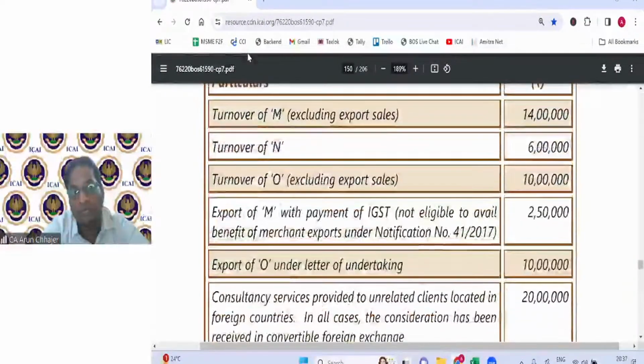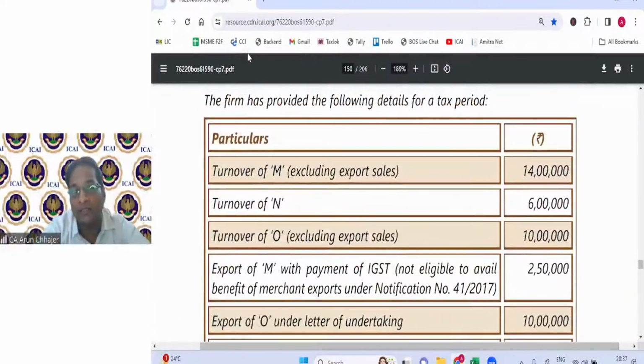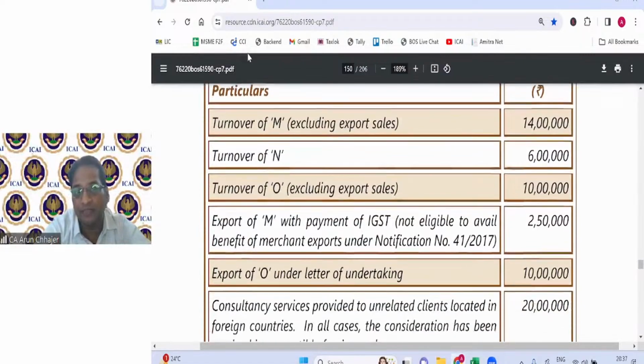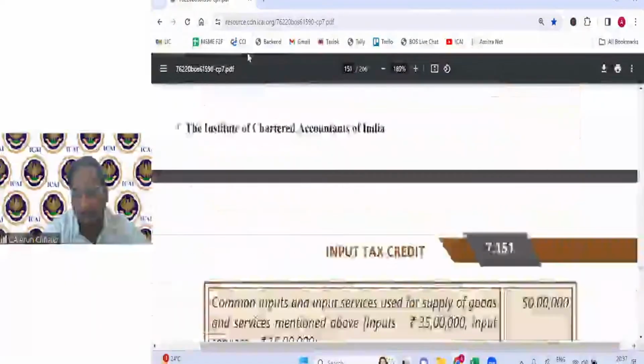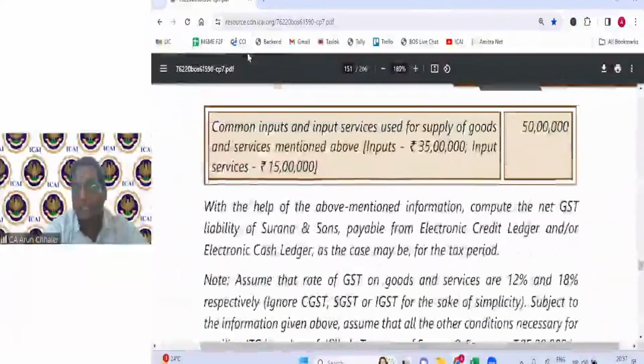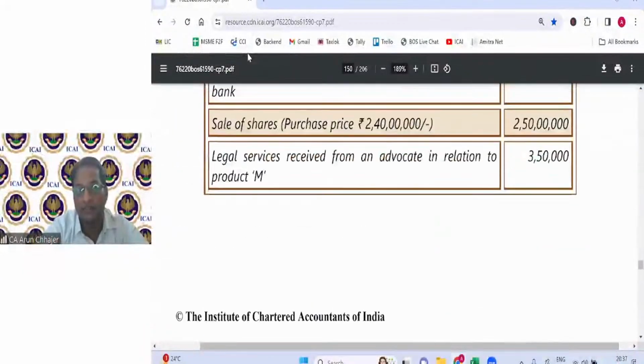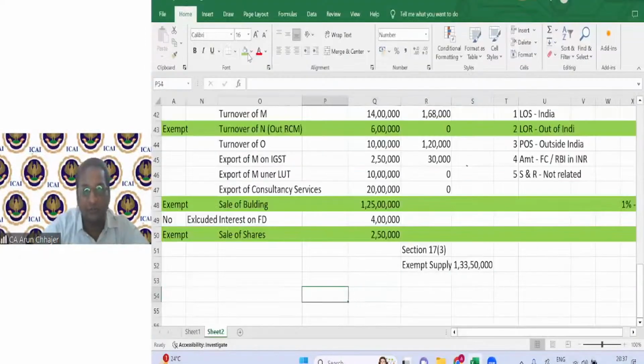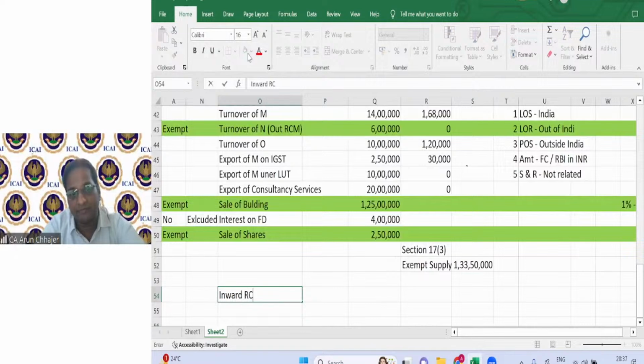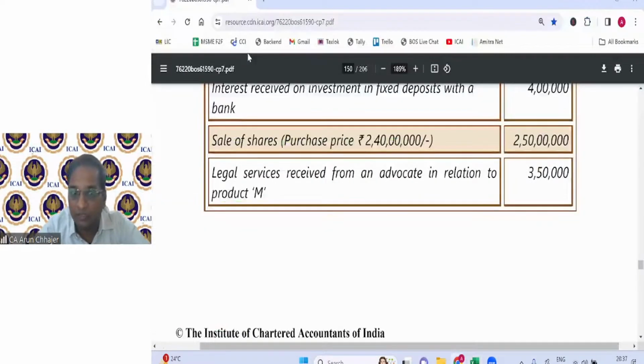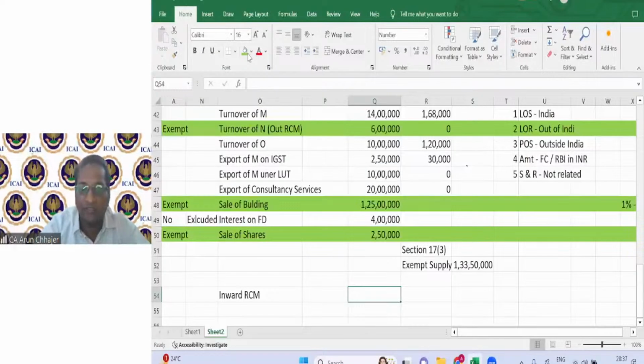What was the product M? Product M was taxable and also exported. ठीक है, तो ये आपका आरसीएम का ट्रांजेक्शन हो गया. What is that? Legal services received. So inward RCM how much? 3,50,000.